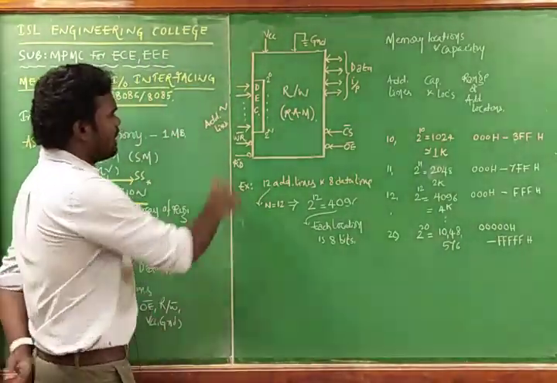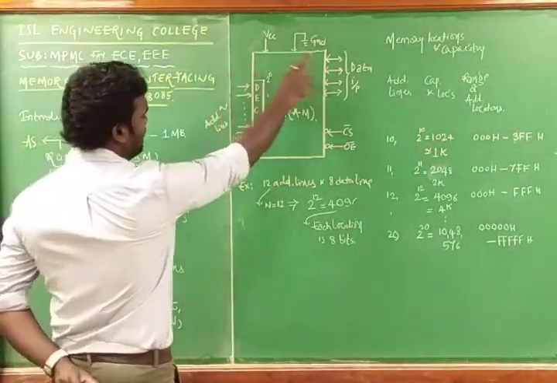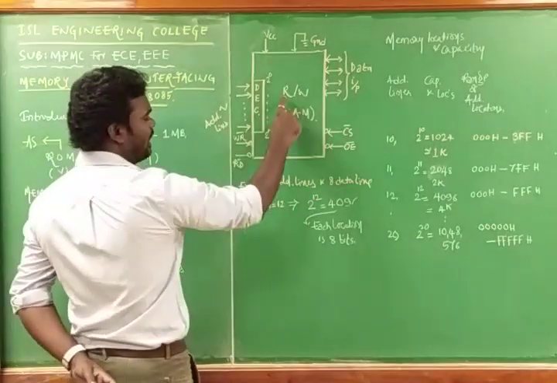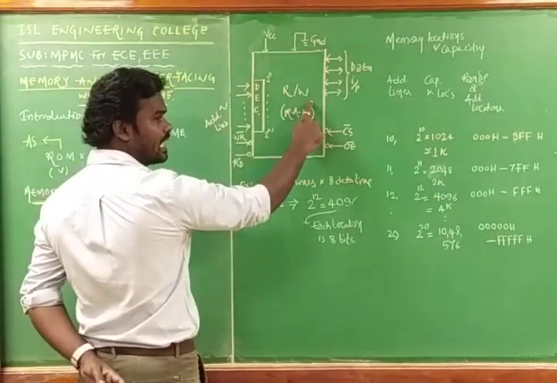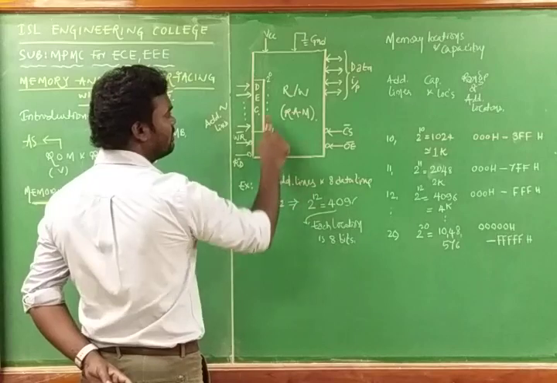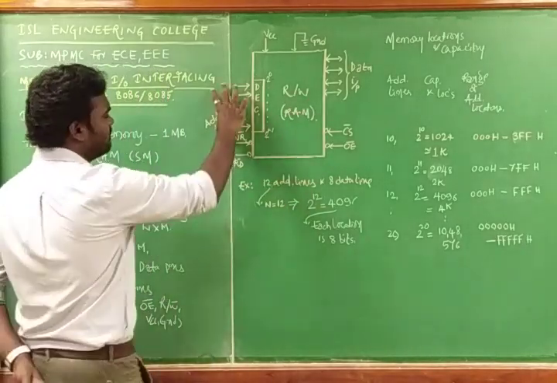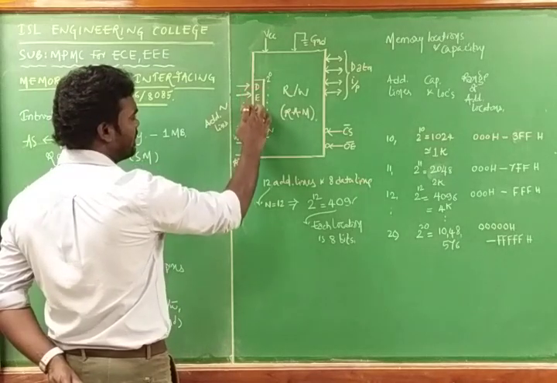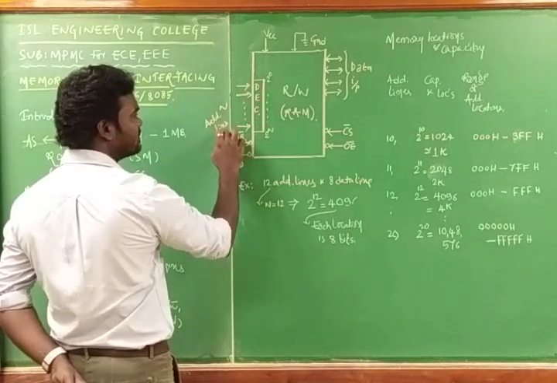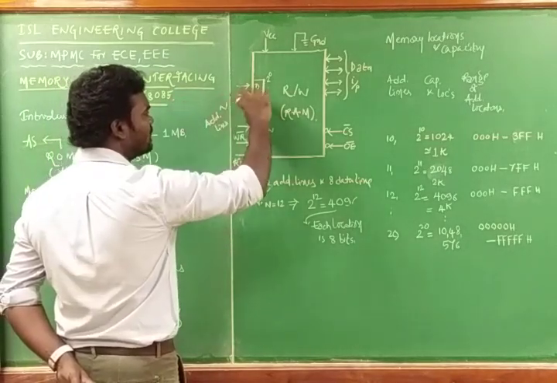Assume this is a RAM, and it can perform the read operation as well as the write operation, so that it is having n number of address lines. The address lines are n, and these are connected to a decoder.